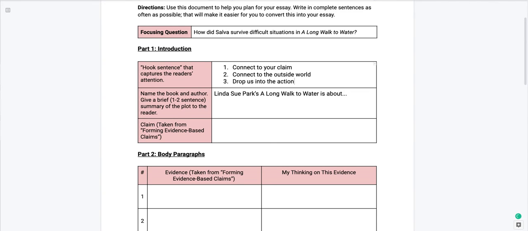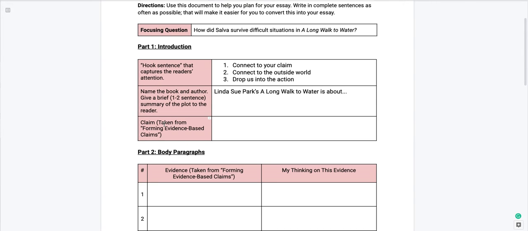In here, what you can do is drop us straight into a really high tension moment in the book, like when Salva has to run away from his family and his village because of the war, or when he has to cross the crocodile-infested lake or river. Something that is like big action, really scary. That's going to get the reader interested because immediately they'll care about what happens to Salva and want to know more. There's your introduction. You've got your hook sentence, your summary, and then your claim, which you already wrote a while back in Forming Evidence-Based Claims.